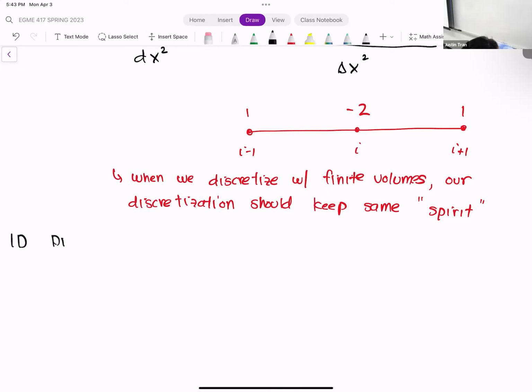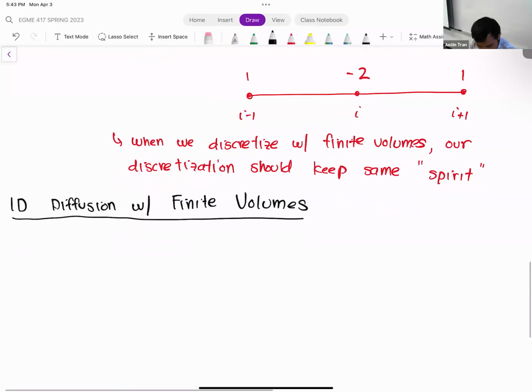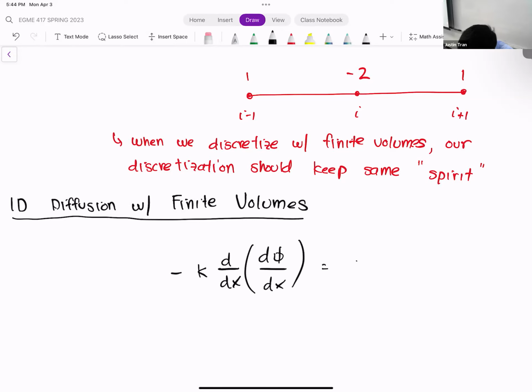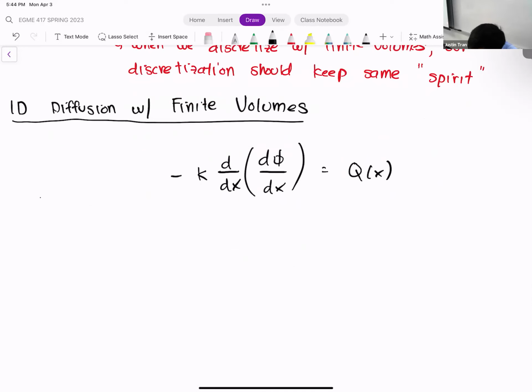Diffusion equation. So let me write down the diffusion equation again. So we have minus k d dx of d phi dx is equal to q of x. Okay. And just to remind ourselves too, we're going to solve this on a series of cells or a series of volumes.